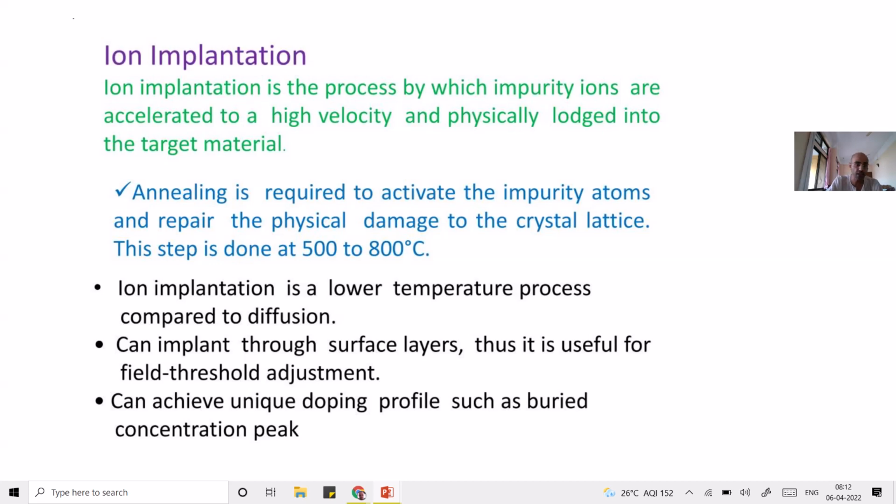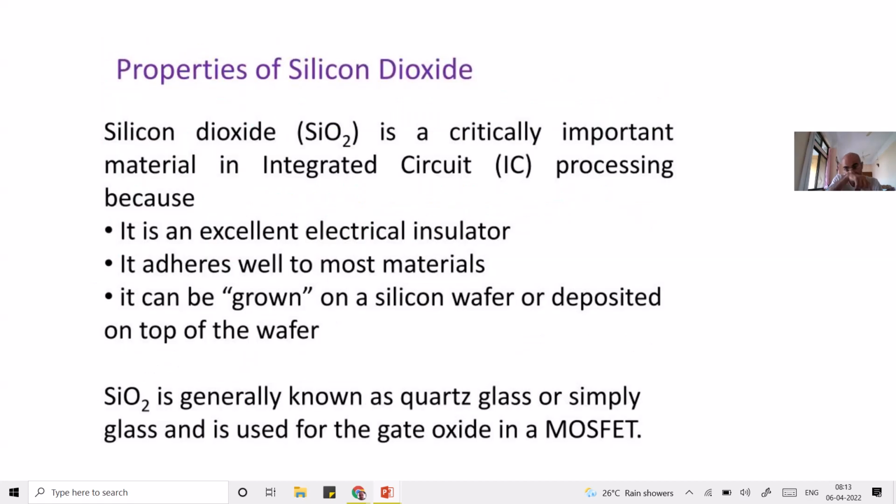Apart from that, you also need other things like the channel stop implant. We have seen this earlier when we were discussing the various types of capacitors, where we saw a dynamic capacitor and how to control it and how it gets affected. So the channel stop implant is also required. This is only possible with ion implantation, which gives you very precise control of the various parameters.